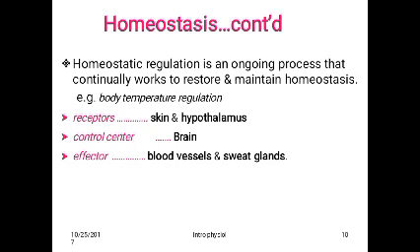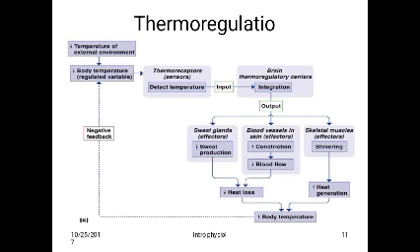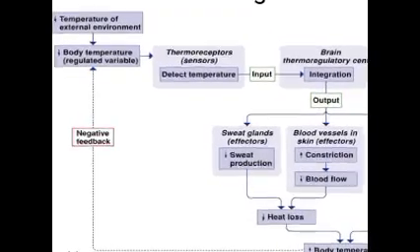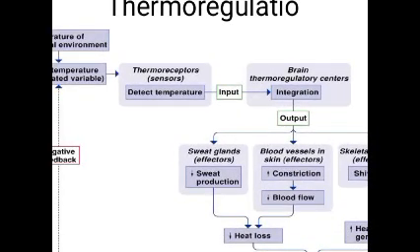Example, body temperature regulation. Receptors: skin and hypothalamus. Control center: brain. Effectors: blood vessels and sweat glands. Thermoregulation. This is the algorithm. The temperature of the external environment, body temperature, is the regulated variable. Thermoreceptors, or sensors, detect temperature. Input goes to the brain, the thermoregulatory centers. Integration, then output.